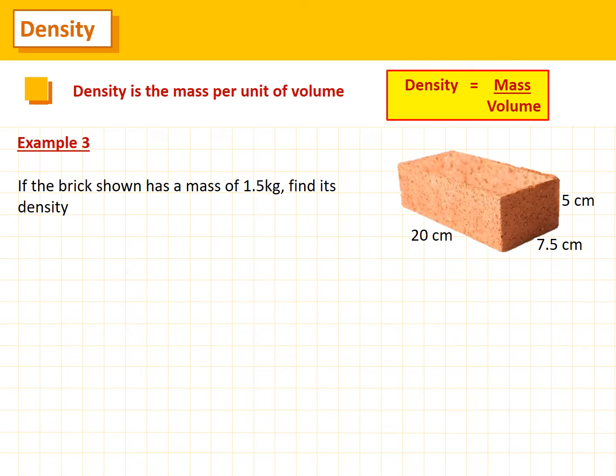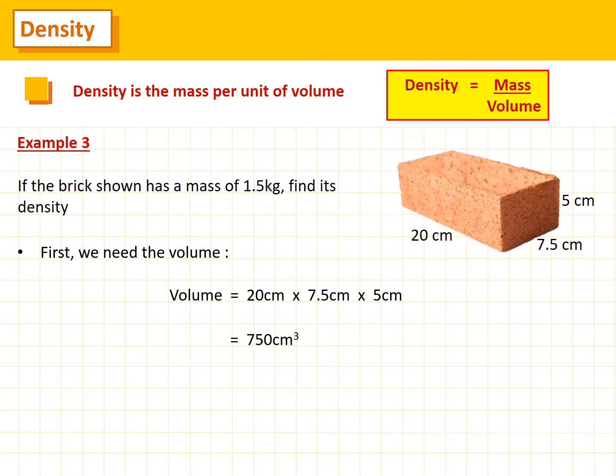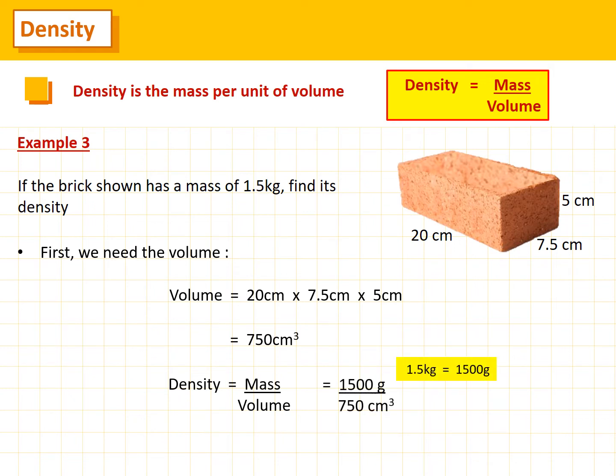In example 3, we're trying to find the density of a brick. Well, given that density is mass divided by volume, the first thing we need is the volume. Well, assuming it's a cube shape or cuboid, then the volume would be 20 times 7.5 times 5, and that's 750 cubic centimetres. Now we can use density, it's mass divided by volume, so that's 1,500 grams. No, I've changed the units, 1.5 kilograms, 1,500 grams. It's a more sensible unit to use, and that gives us 2 grams per cubic centimetre.